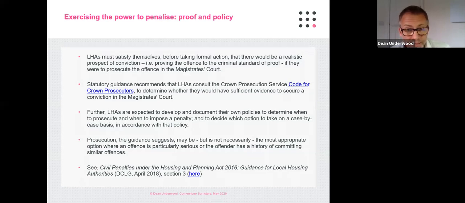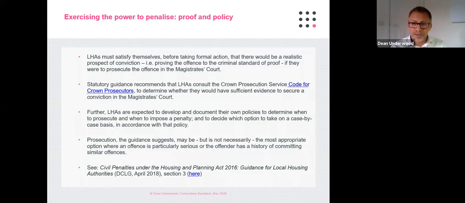Again, as you might expect, and has become very much public knowledge in recent times because of some significant decisions, local housing authorities are expected to develop and document their own policies to determine when to prosecute and when instead to impose a penalty in the alternative. And they're expected to decide which option to take on a case-by-case basis in accordance with that policy. Now, again, here, local housing authorities have a very wide discretion. That is assisted somewhat by statutory guidance, the civil penalties under the Housing and Planning Act 2016 guidance.